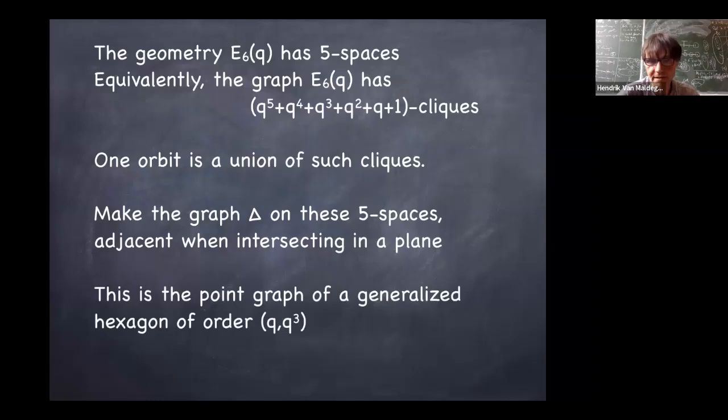And it turns out that this is exactly the point graph of a generalized hexagon. And that's why this triality D4 is appearing there. It acts on that generalized hexagon of order Q to the third. If you don't know what generalized hexagons are, it's just a kind of a geometry. So that's an interpretation. Yeah, that's good.